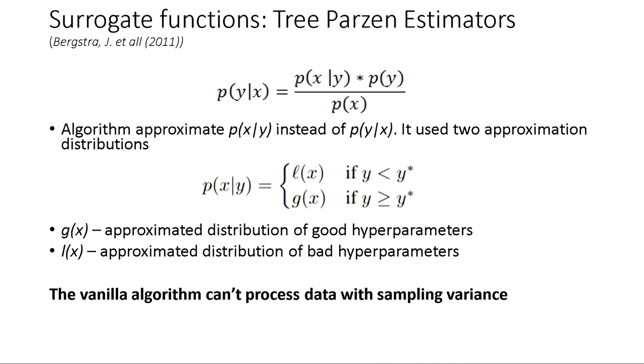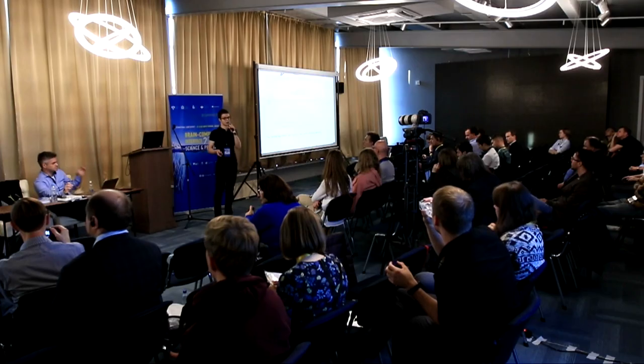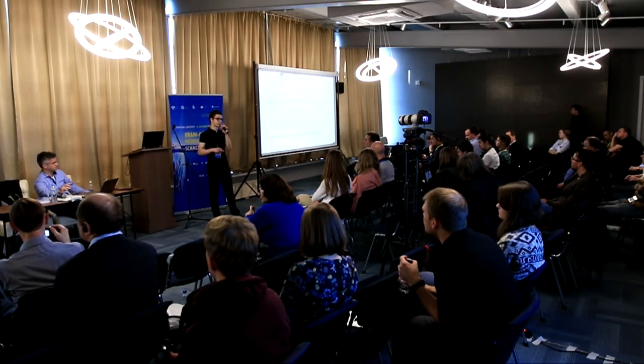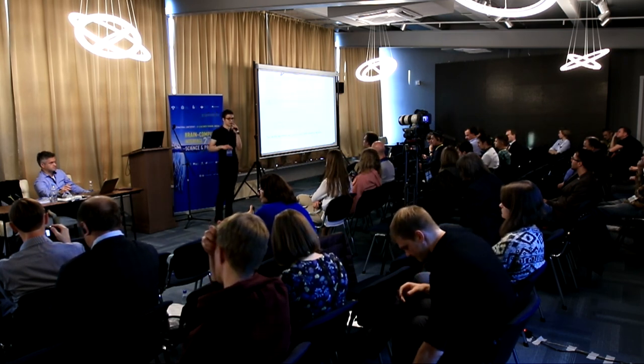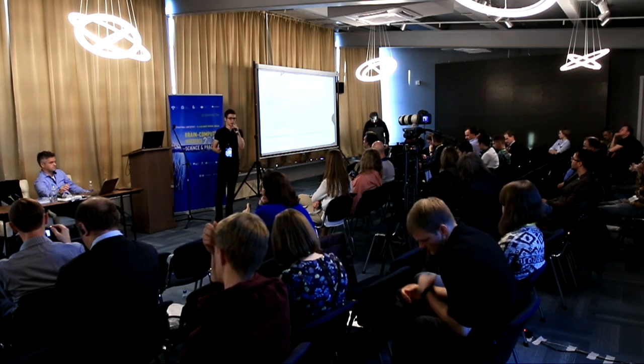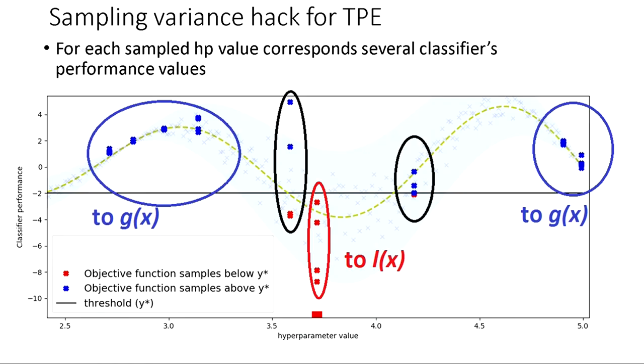The distribution of good hyperparameters, g(x), that produce classifier performance higher than some threshold, and the distribution of bad hyperparameters, l(x), which produce bad values of classifier performance. The problem is that the vanilla algorithm published in the paper doesn't allow you to control sampling variance at all. That's why I propose a really simple hack to introduce sampling variance to this method.